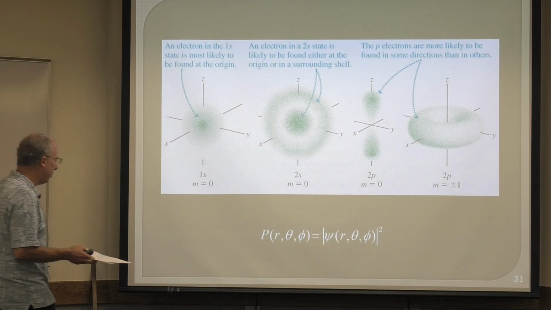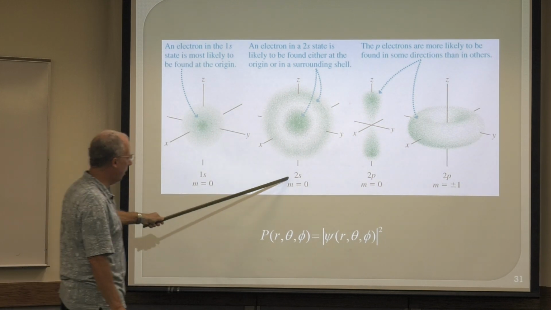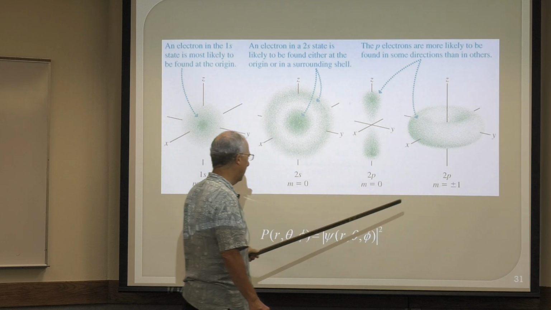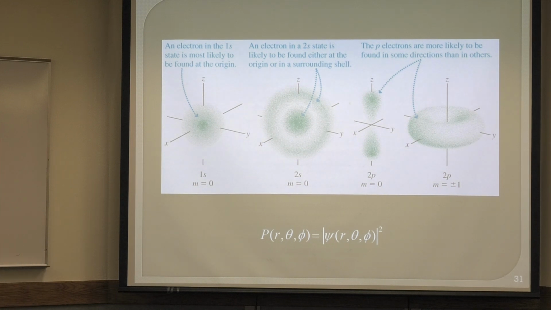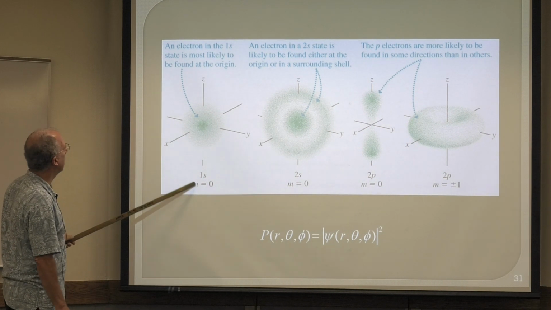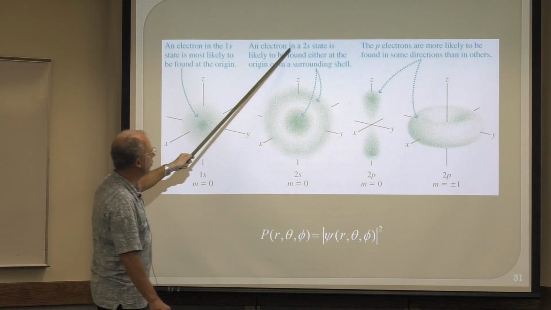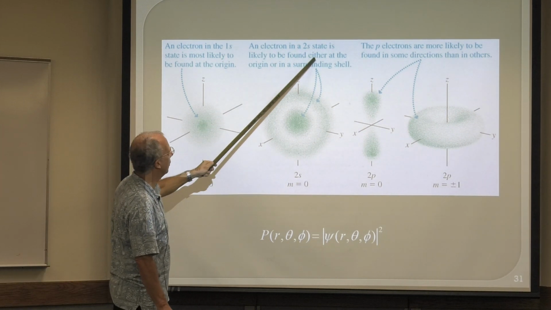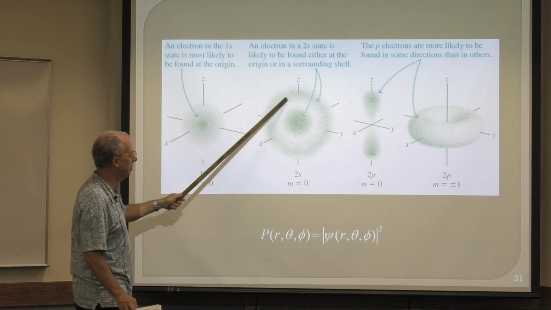So these are the graphs of the probability density. So look at that. So here's the 1s, the 2s, the 2p, and the 2p. But this is m equals 0, this is m equals plus minus 1. What do you notice? All right, so where it's darkest, that's where the highest probability density is. So here, look. An electron in the 1s state is most likely to be found at the origin. Okay. An electron in the 2s state is likely to be found either at the origin or in the surrounding shell. Remember, 3 dimensions, right? So this is a shell.